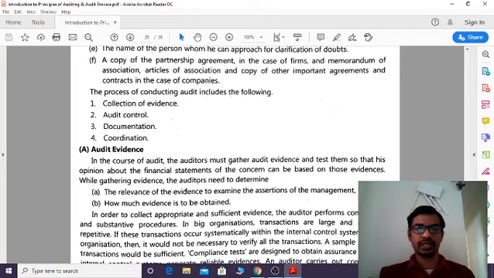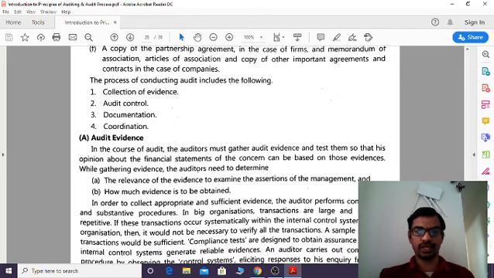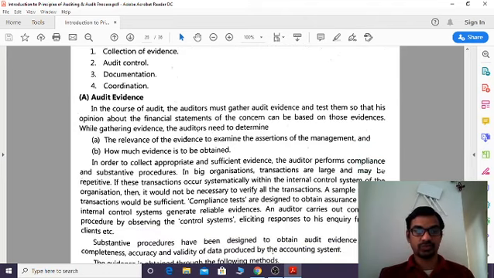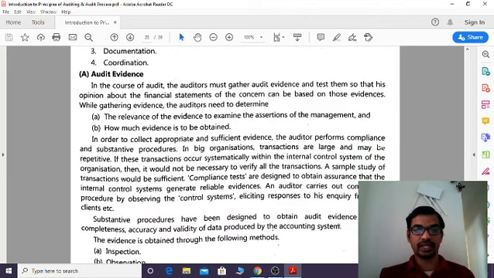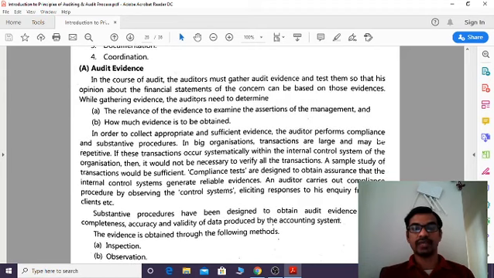The process of conducting audit includes the following: creation of evidence, then audit control, then documentation, and finally the coordination. So first of all, there is audit evidence. In the course of audit, the auditor must gather audit evidence and test them so that his opinion about the financial statement of concern can be based on those evidences.